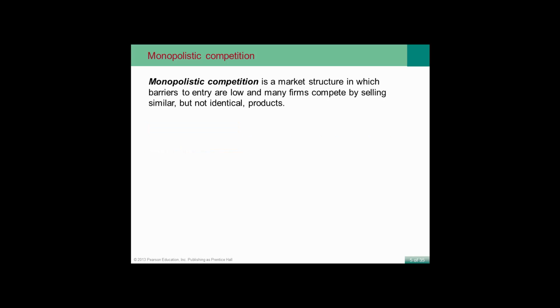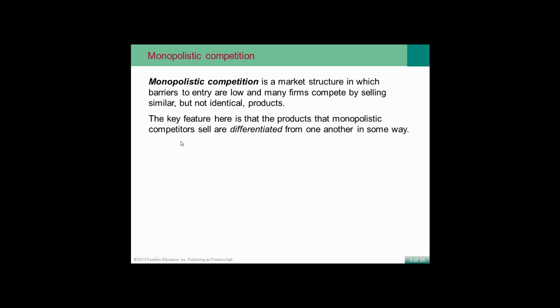Monopolistic competition is a market structure in which barriers to entry are low and firms compete by selling similar but not identical products. So as you read Chapter 13, the key feature is that they are selling differentiated products in some way. Think about sneakers. There's Nike, Under Armour, Adidas, Skechers. They differentiate themselves in some way.